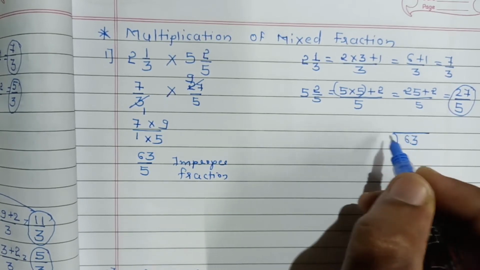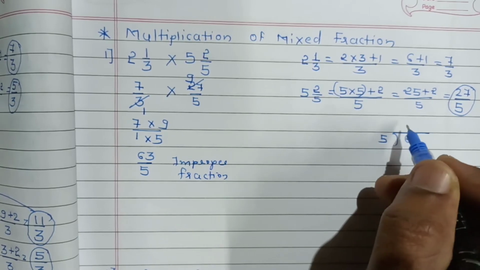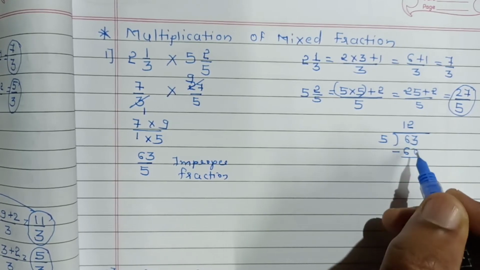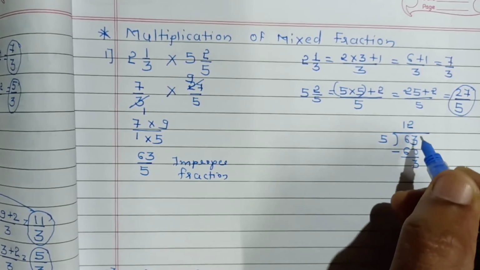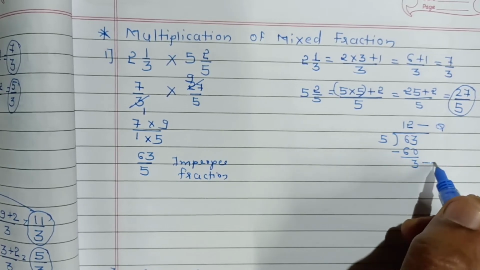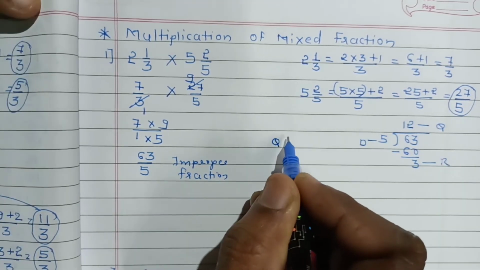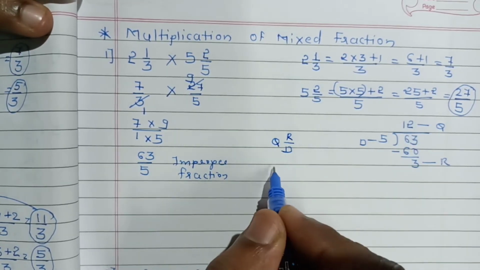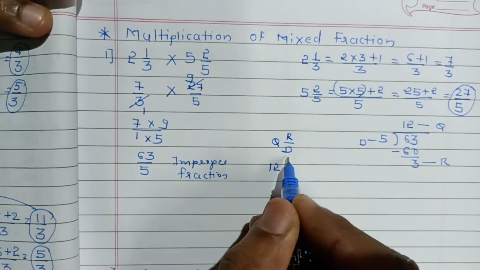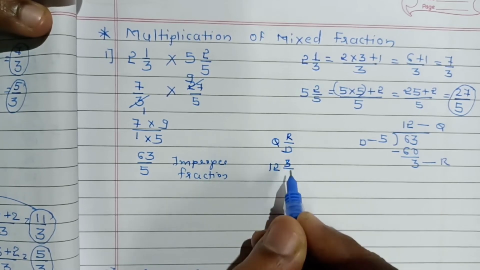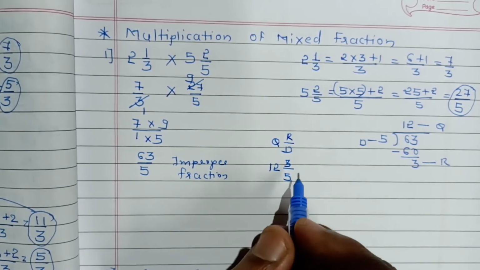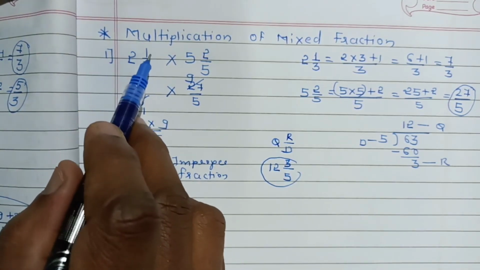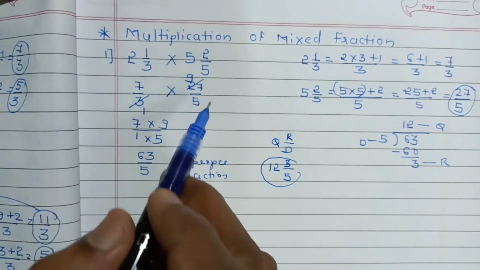63 divided by 5. So 5 12s are 60. If you subtract this, you will get 3. So the quotient is 12. The remainder is, let me write quotient, remainder and divisor. So the quotient we got here is 12 and the remainder is how much? 3 and the divisor is 5. So this is the final answer for the multiplication of 2 1/3 and 5 2/5.